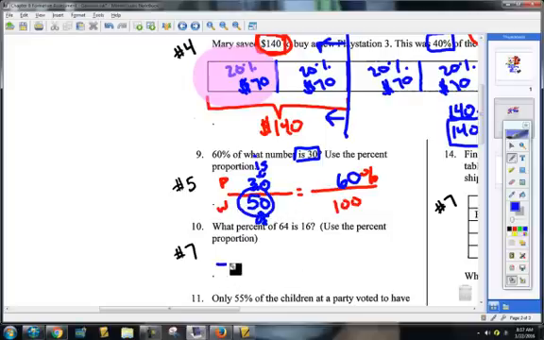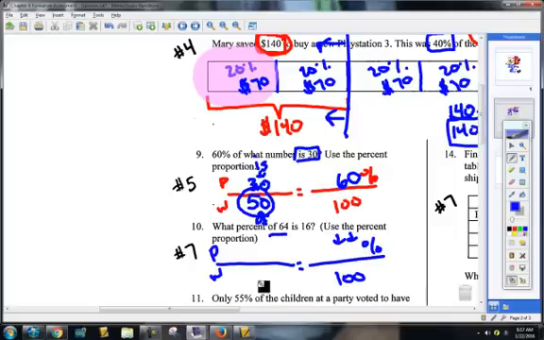Okay. Next one, you had to do a percent proportion again here. If you didn't, it's wrong. What percent? So right away, you guys should all be saying, oh, this time we're looking for this. Of 64. Whole. The whole is always represented by the word of. And then is 16. Cross multiply and divide there. You're going to get 25%.